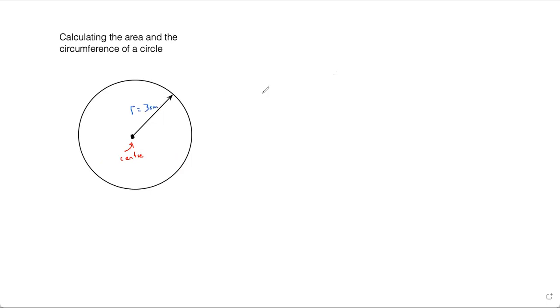So here we've got two formulas that we need to learn. Area is going to be equal to pi r squared. I'll explain what pi is in a second. And circumference is going to be equal to 2 pi r, which can also be written as pi d. And I'll explain all this in a second. So first of all, explaining things.